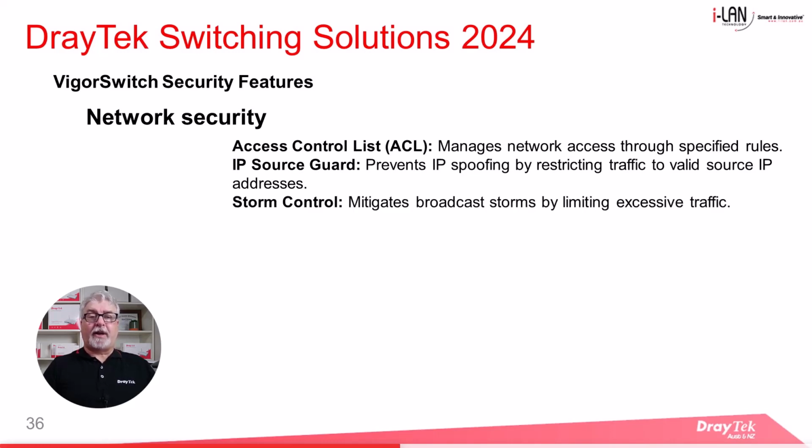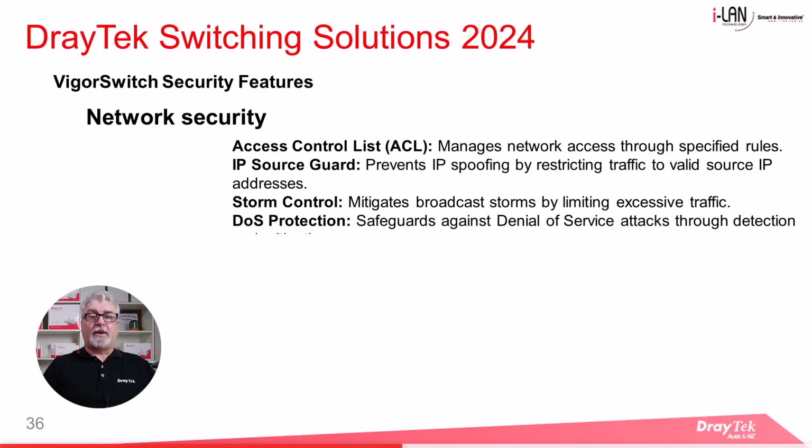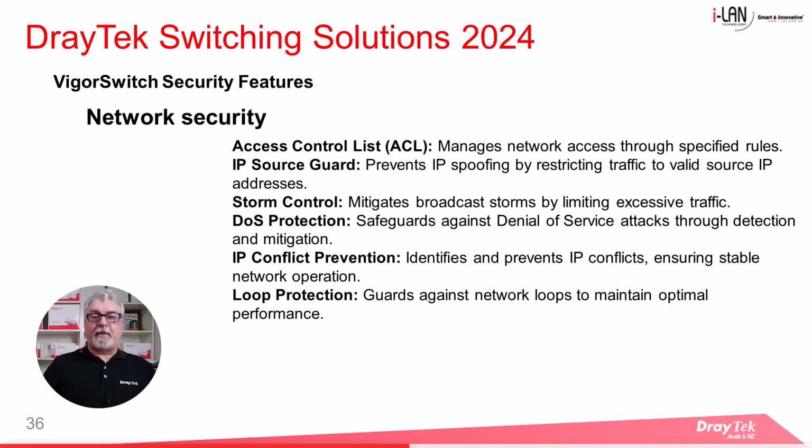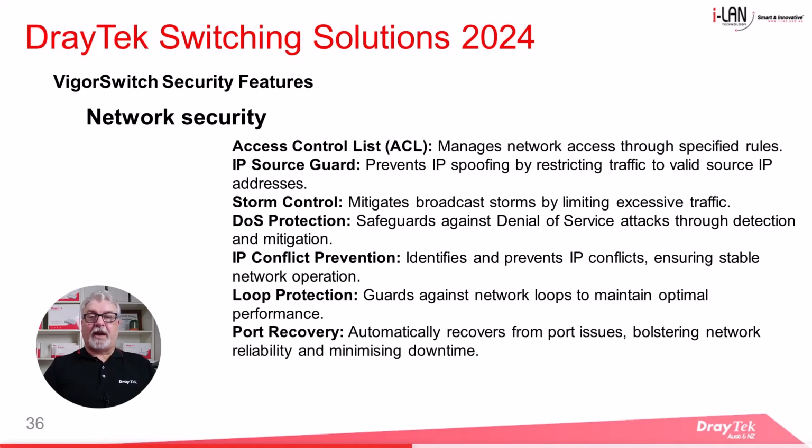Storm Control mitigates broadcast storms by limiting excessive traffic on the network. DOS, Denial of Service Protection, safeguards against DOS attacks by detecting and mitigating malicious traffic. IP Conflict Prevention identifies and prevents IP conflicts, ensuring network stability. Loop Protection guards against network loops, maintaining optimal performance and preventing disruptions. Port Recovery automatically recovers from port issues, enhancing network reliability and minimizing downtime.